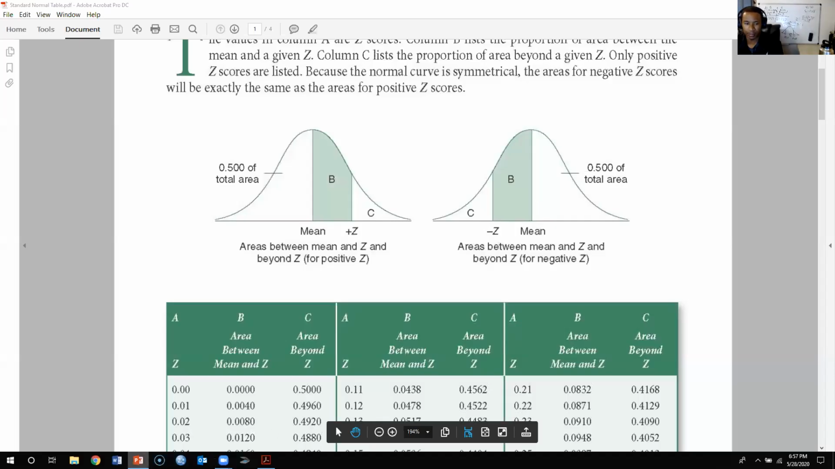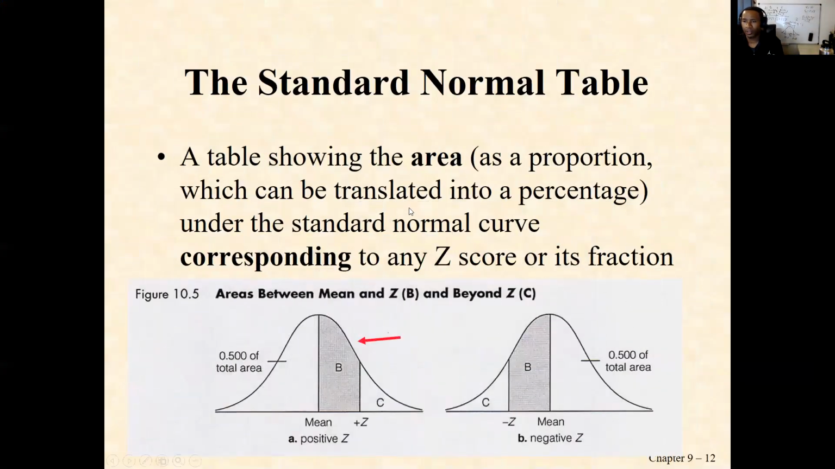Let's go ahead and jump back to PowerPoint. So now that we know how to use a standard normal table, again, the B column is the area or the percentage of scores between the mean and a z-value or a raw score. The C column is the area beyond a given score.